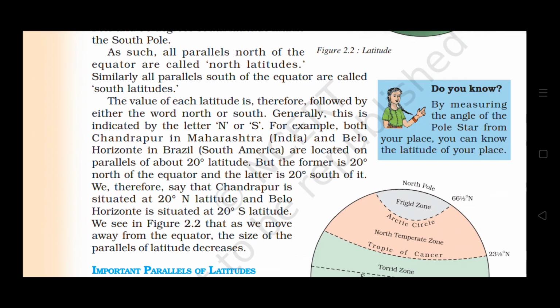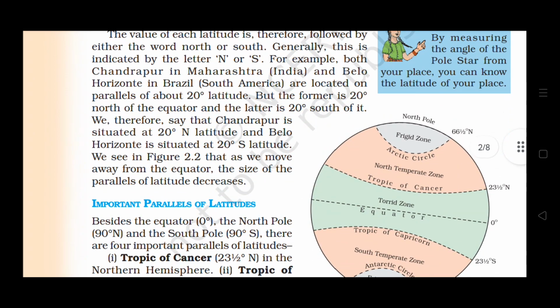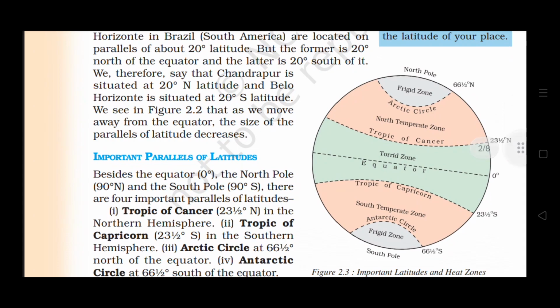The former is 20 degree north of the equator and the latter is 20 degree south, which means Maharashtra is on 20 degree north and Brazil's Belo Horizonte is on 20 degree south. So there is the major difference. We therefore say that Chandrapur is located at 20 degree N, meaning 20 degree north latitude, and Belo Horizonte is situated at 20 degree south latitude, which is in Brazil, and as you know, Maharashtra is in India.